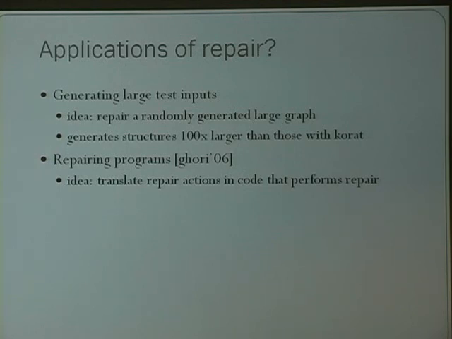Another way, which was investigated by a colleague of mine, is repairing the program. If I know that this doubly linked list is always failing because the next field is not equal to the previous field, then most probably the underlying program has the same property. How about translating these repair actions that we do into actual Java statements and plugging them into the program? So automatically generating the fix.